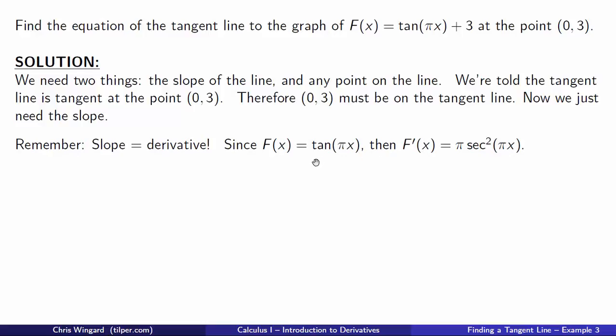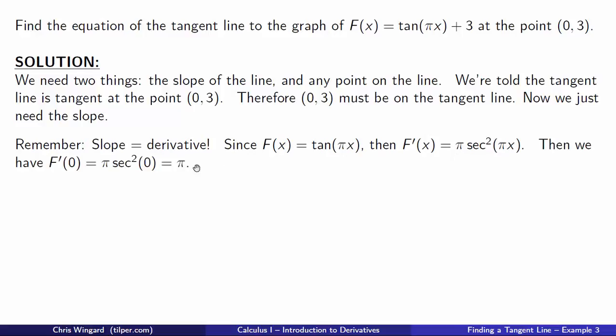When we do the chain rule, we take the derivative of the big guy, evaluate it at the little guy. The big guy is tangent because that's affecting everything, and the little guy is pi x. The derivative of tangent is secant squared, and then we evaluate that at the little guy. In other words, leave the little guy alone inside. So we have secant squared of pi x, and then the chain rule says also multiply by the derivative of the little guy. The little guy is pi x, so the derivative of pi times x is just pi. That's where this pi out here comes from.